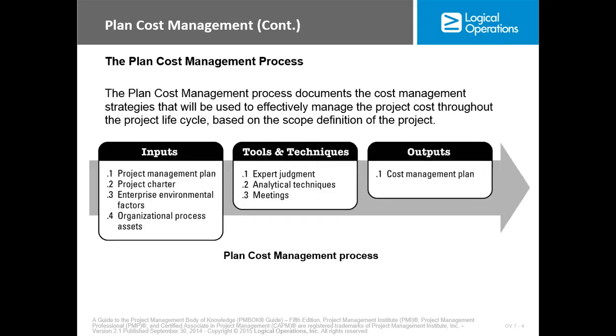Okay. Now, the plan cost management process documents the cost management plan, the cost management strategy that will be used to effectively manage the project cost throughout the project lifecycle based on the scope definition of the project. For inputs, we have the project management plan, the enterprise environmental factors and organizational process assets. For tools and techniques, we have expert judgment, analytical technique, and meetings. Now the output at the end of the day is the cost management plan.